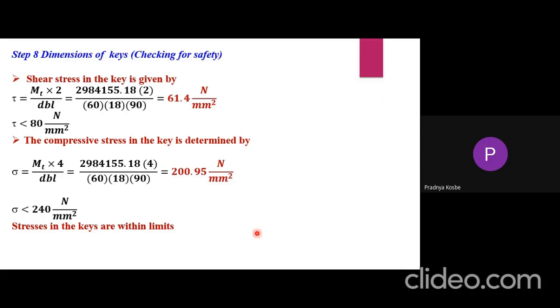So design is safe. So in the case of design of coupling, you have to find out the dimensions as well as you have to check whether the design is safe under the different developed stresses. So this is the total design procedure with example for design of a coupling.